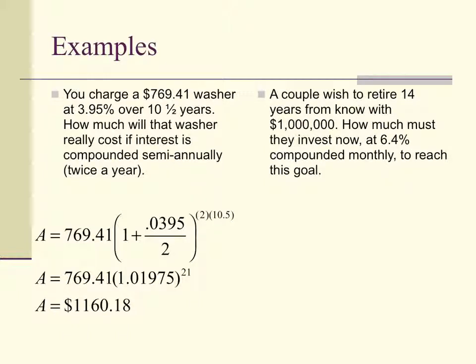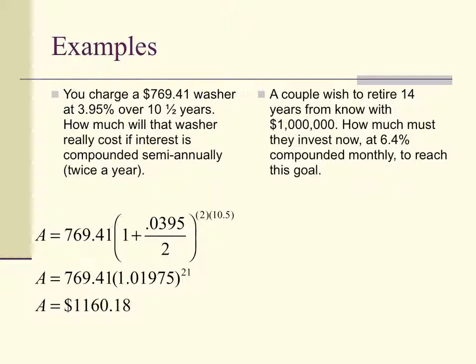Here, a couple wishes to retire 14 years from now. That spelling is really good, N-O-W. With $1 million, how much must they invest now at 6.4% compounded monthly to reach this goal?